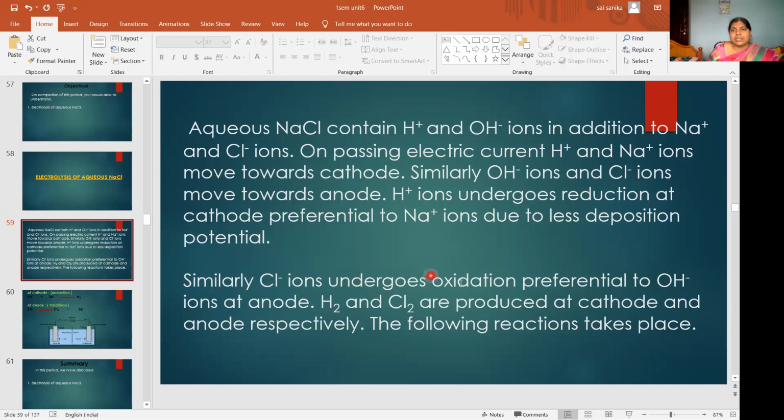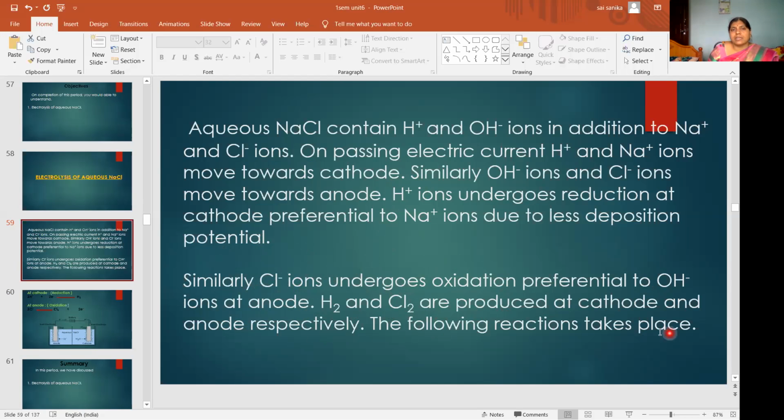Similarly, Cl minus undergoes oxidation in preference to OH minus ions at the anode. So what is happening here? Here H plus ions are undergoing reduction, and here Cl minus ions are undergoing oxidation. Hydrogen gas will be liberated and here chlorine gas will be liberated. So H2 and Cl2 are produced at the cathode and anode respectively.